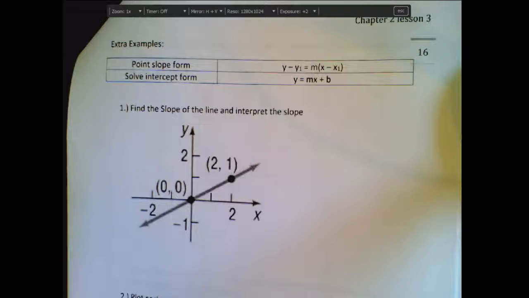Lesson 3, extra examples. These two formulas are put right up top for you just because they are what we use so often: point-slope form and the slope-intercept form.